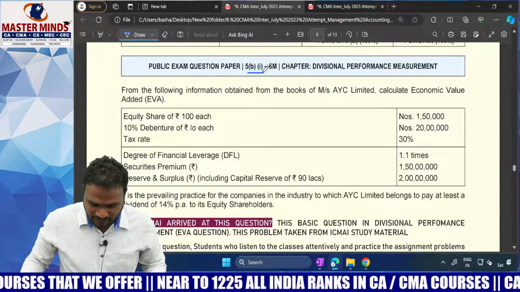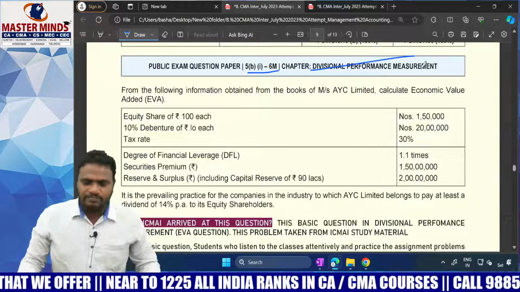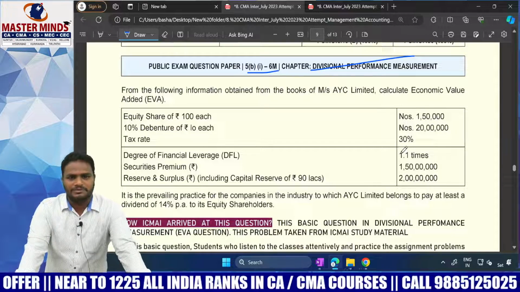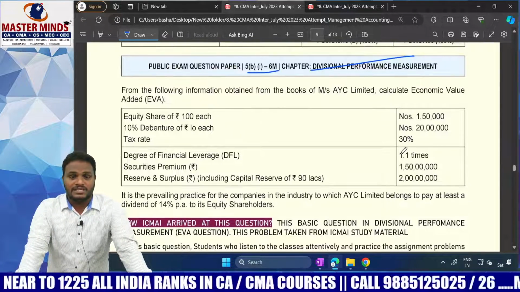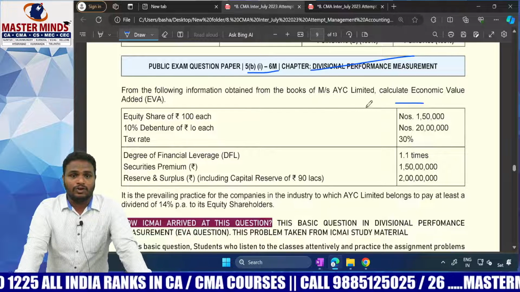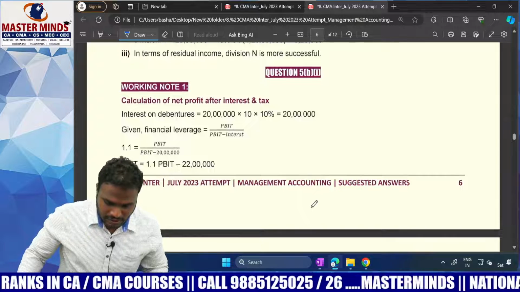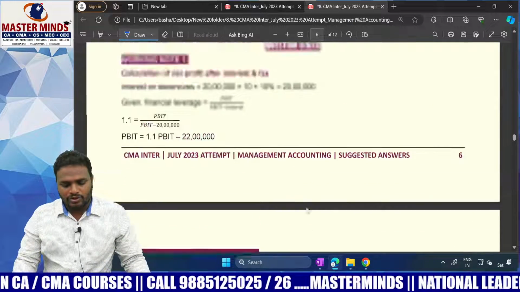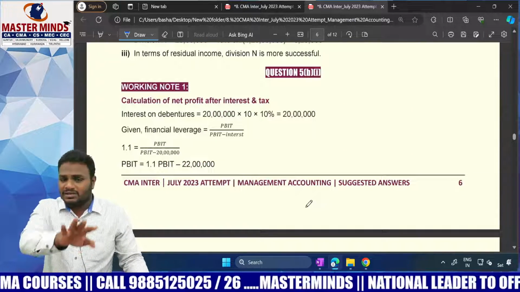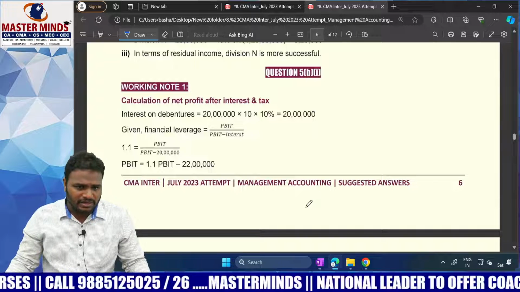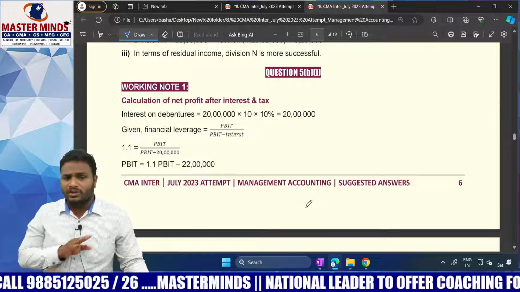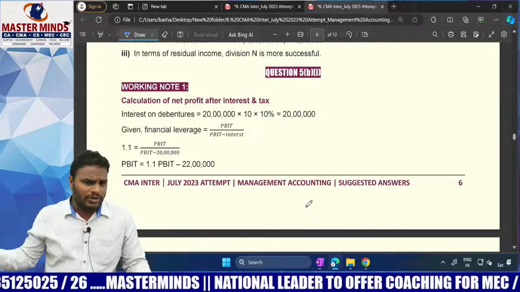Next 5B, 6 marks, which is from divisional performance measurement only. This is on the basis of economic value added. Here, in order to solve this problem, these are straight questions from the study material. Straight question. There is no deviation. There is a new added point.